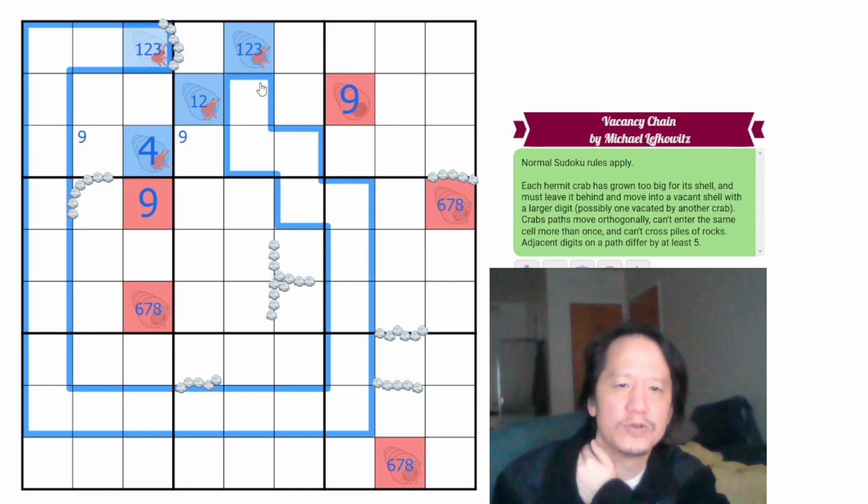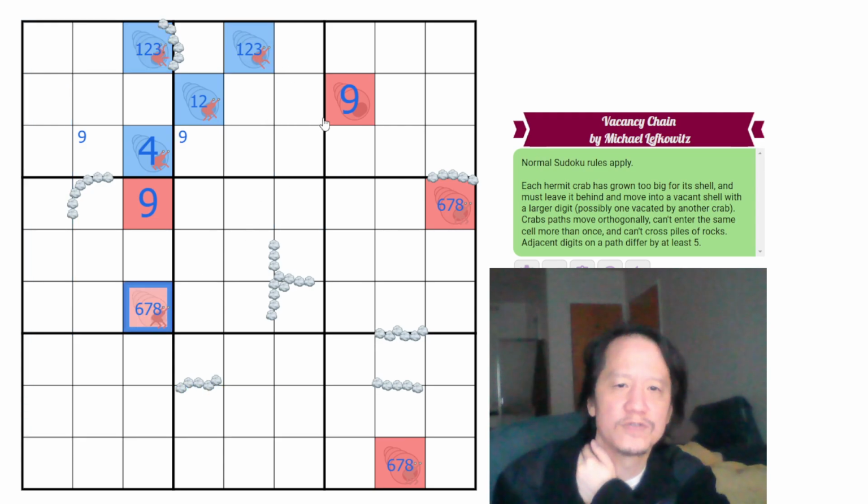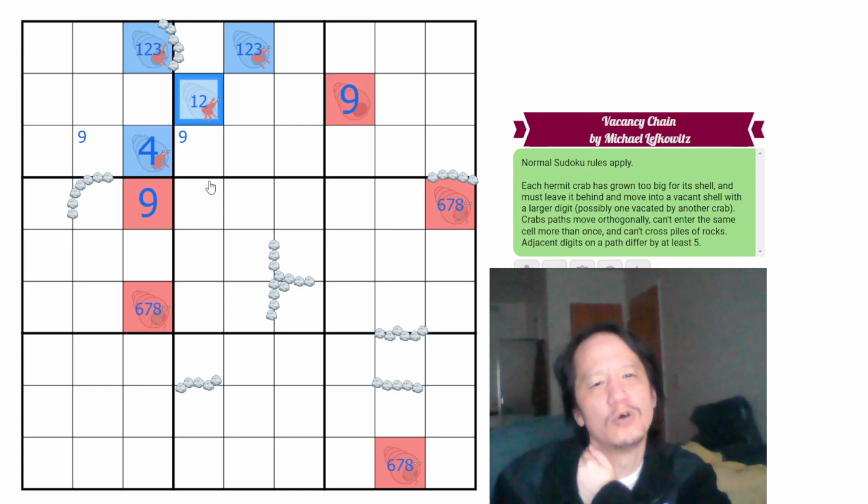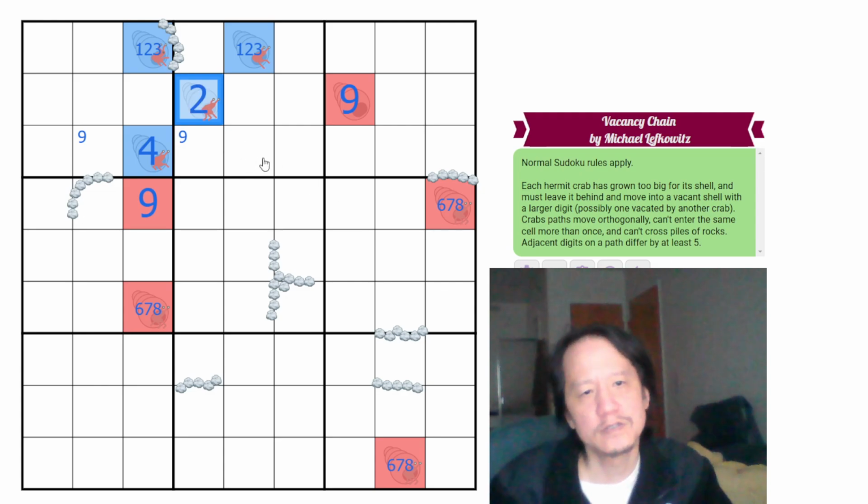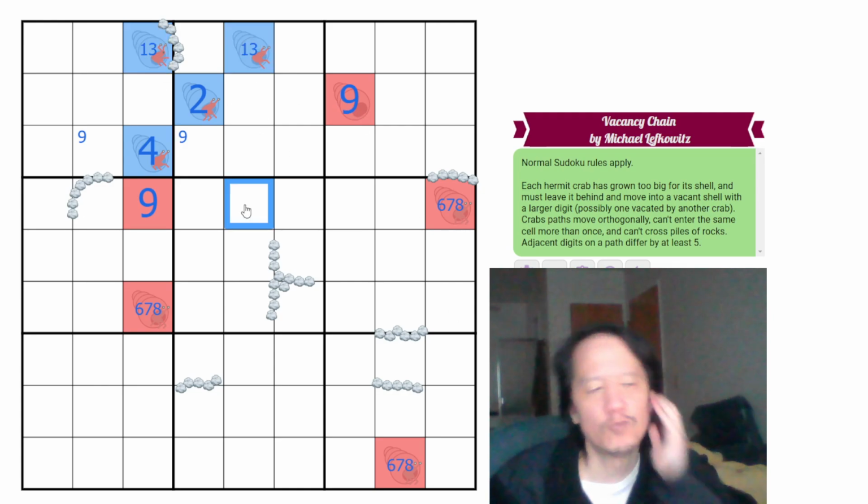And say we try to cut here. Then it blocks off this from this 9 connecting. So this can't be 1 either. This has to be 2, which means it connects to both this one and this one. So we have 1 and 3.